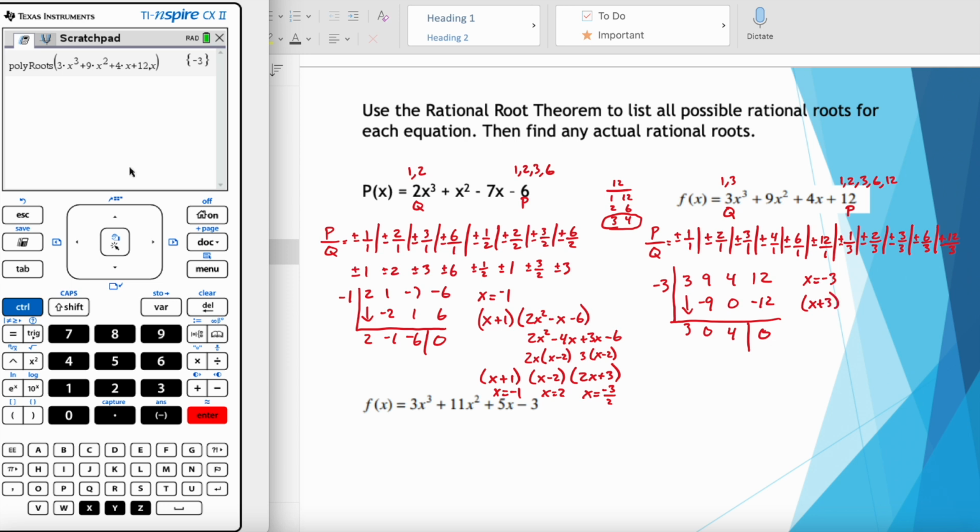Our depressed equation in this case would be x squared plus 4. Now, even though we do have our depressed equation, we have to ask ourselves, can this be factorable? X squared plus 4 is not factorable, but we have to keep in mind that we do work with complex and real numbers. Now, this answer that we found as far as our first factor would be negative 3. That is a real solution.